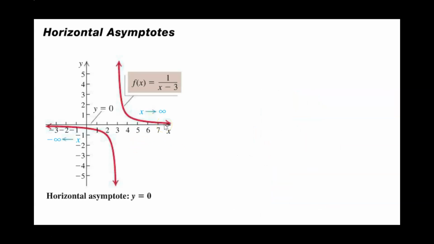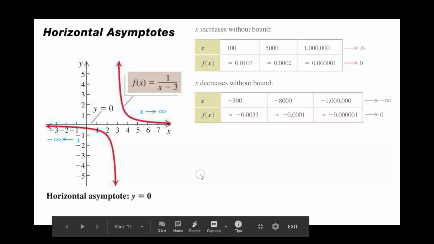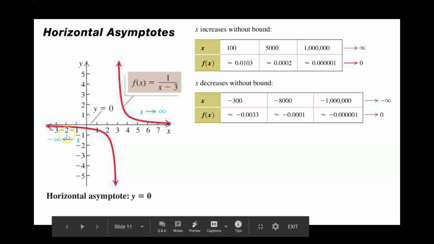Next topic is going to be horizontal asymptotes. Now, horizontal asymptotes, we're going to be talking about the y, and what the horizontal asymptote for this one is, y equals 0. So why is it y equals 0? So let's kind of backtrack to figure out why it is going to be y equals 0. So notice for this graph here, y equals 0 is a dashed line going horizontally. And it's actually going to be on the x-axis because it's y equals 0.